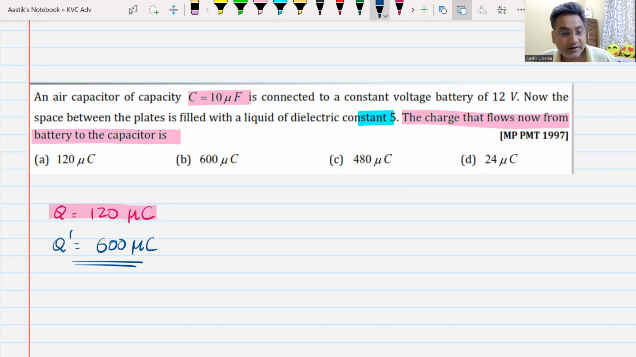So from 120 microcoulomb, the charge has to change to 600 microcoulomb. So how much charge will flow? Extra charge that will flow. That extra charge would be 480 microcoulomb because 120 was already there, and now we have to make it to 600. The extra charge that has to flow would be equal to 480 microcoulomb. Do we understand this, everyone? Understood, sir.